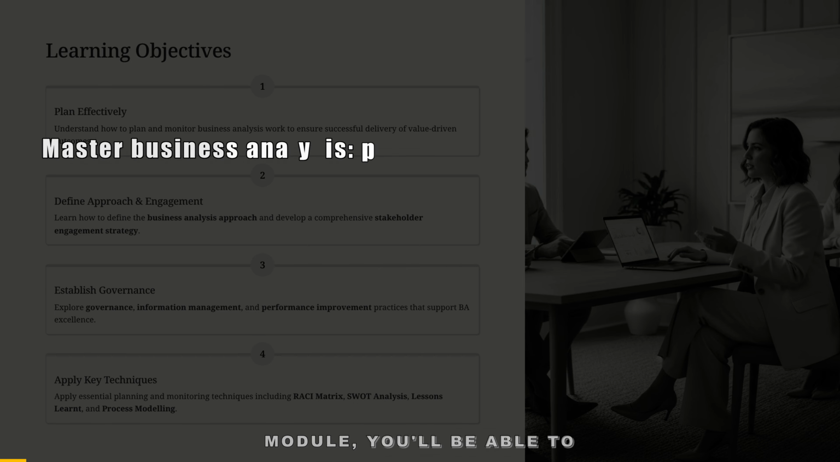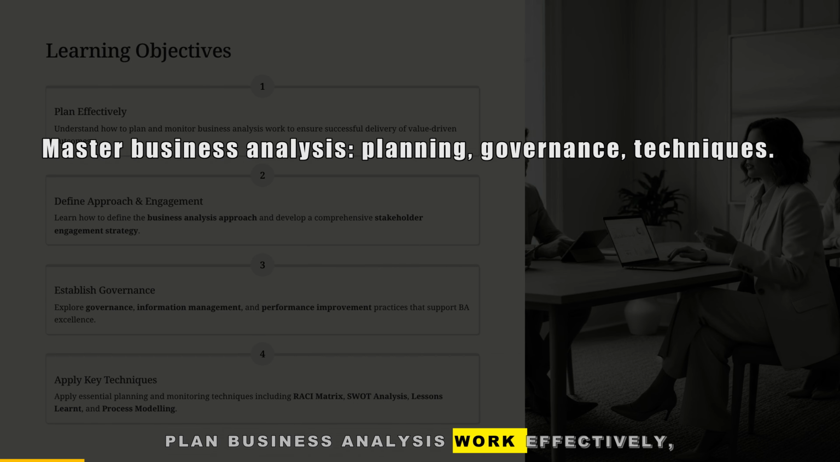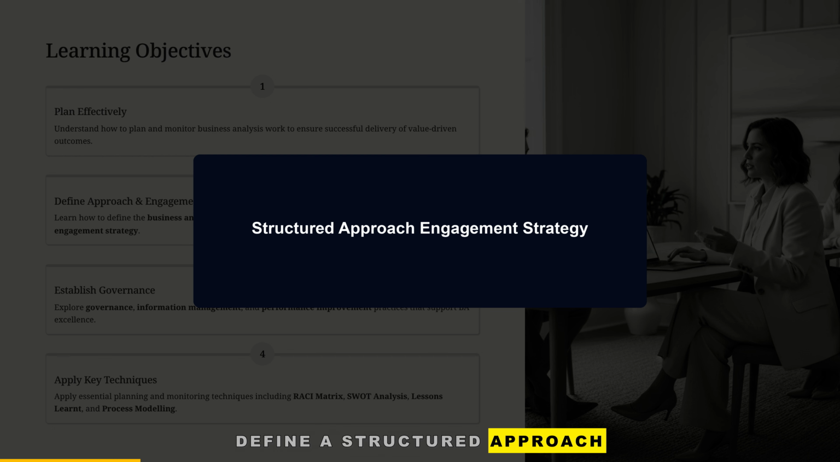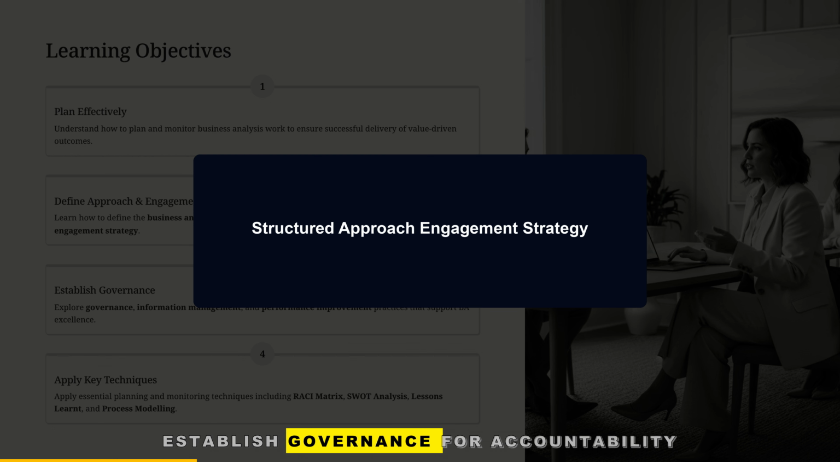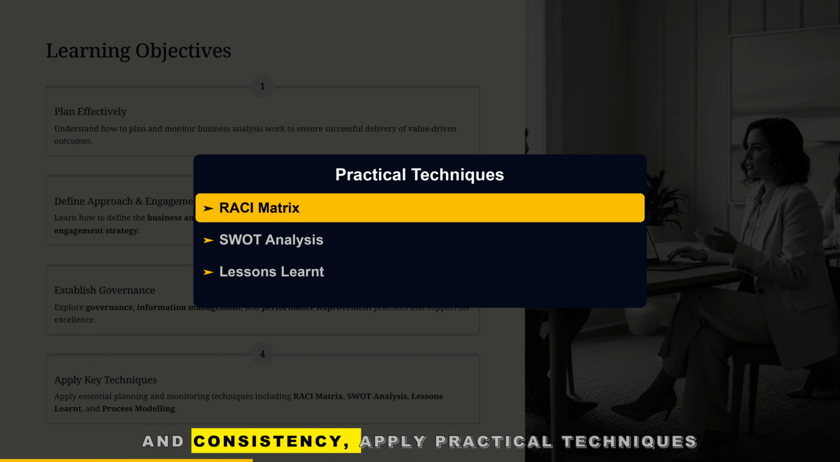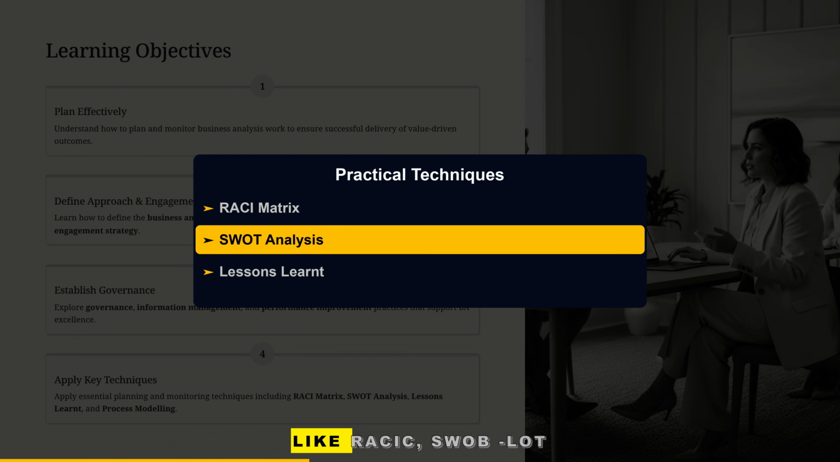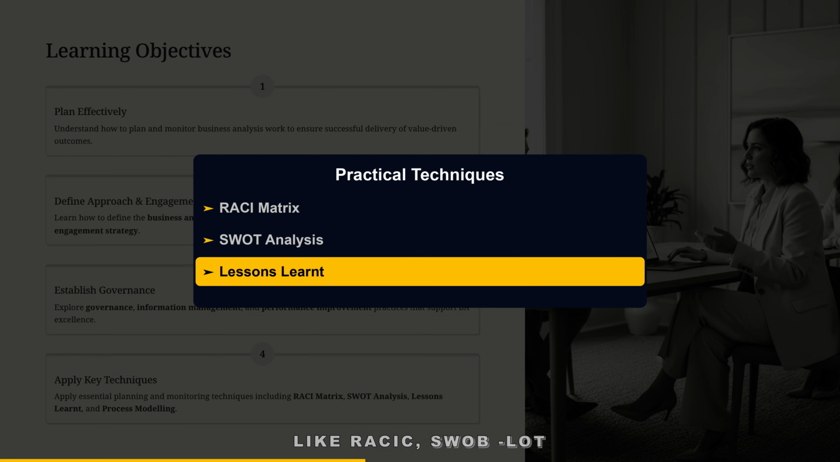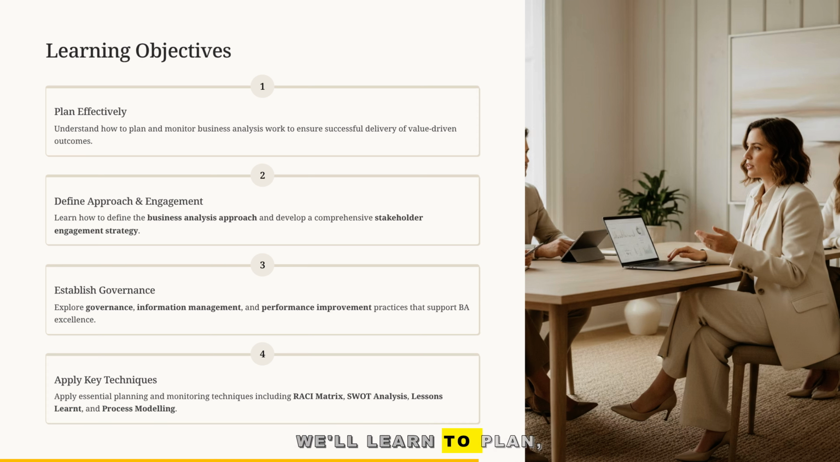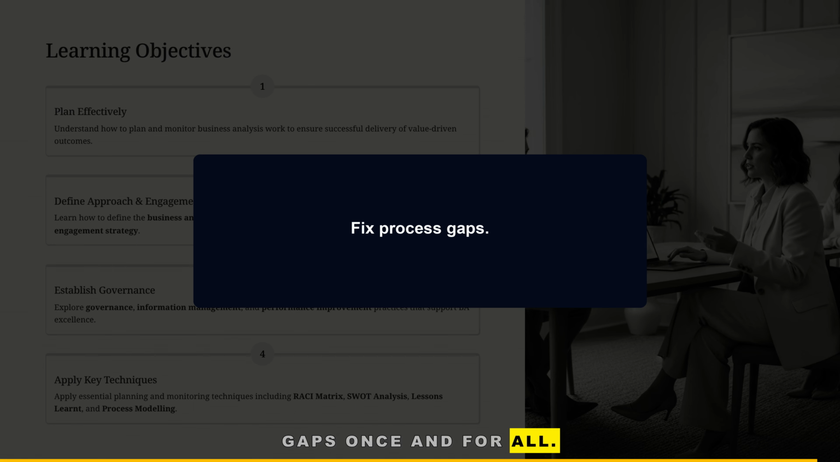By the end of this module, you'll be able to plan business analysis work effectively, define a structured approach and engagement strategy, establish governance for accountability and consistency, and apply practical techniques like RACI, SWOT, and lessons learned. In other words, we'll learn to plan, manage, and measure our own work, just like a project manager does for the project. If you've ever been in a project where people said, "Wait, who's approving this?" or "Where's that document stored?" this module will fix those gaps once and for all.